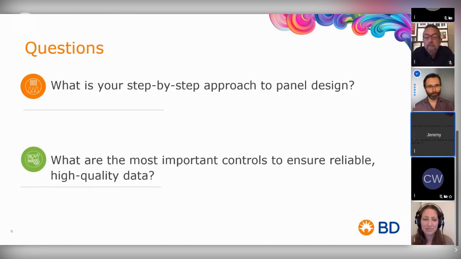So the next question, and Yolanda, why don't you begin with this one, is what are the most important controls to ensure reliable, high-quality data?